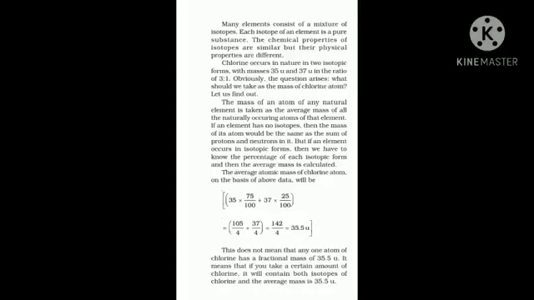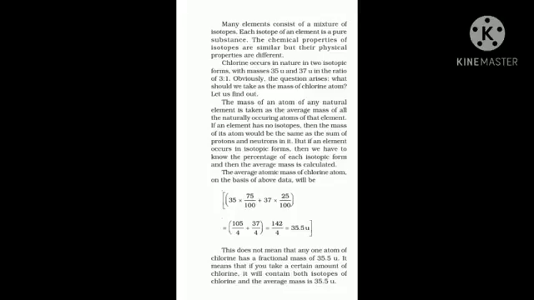Many elements consist of a mixture of isotopes. Each isotope of an element is a pure substance. The chemical properties of isotopes are similar since they have the same atomic number, but their physical properties are different. Chlorine occurs in nature in 2 isotopic forms with masses 35 U and 37 U in the ratio of 3:1.